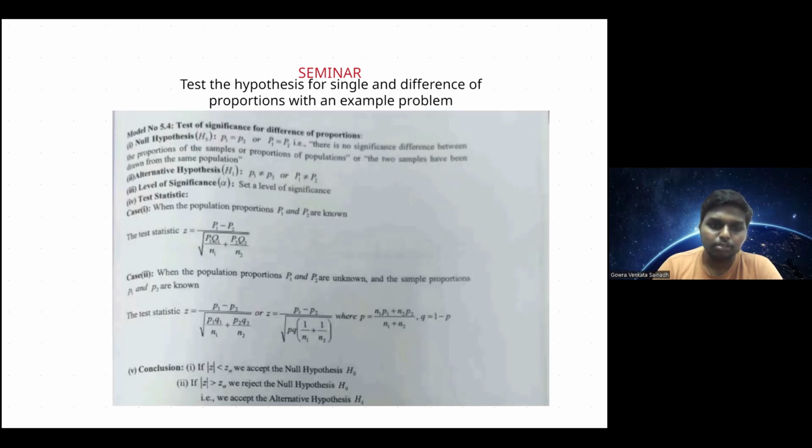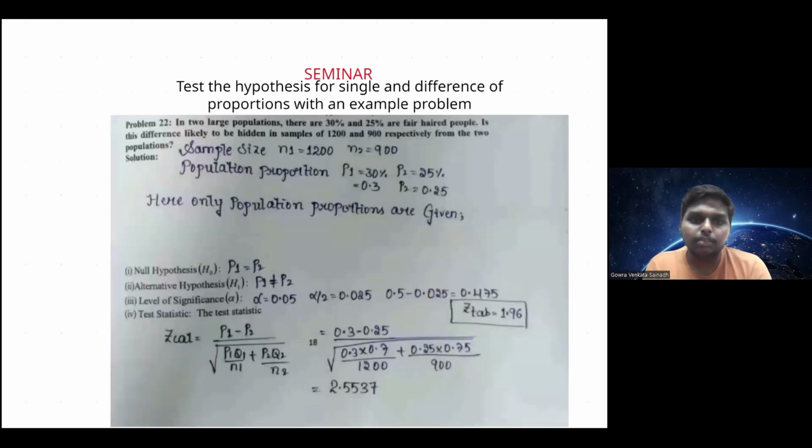So finally, conclusion. If modulus of Z is less than Z alpha, we accept the null hypothesis H naught. If Z mod is greater than Z alpha, we reject the null hypothesis, that is, accepting the alternate hypothesis. Let's discuss the first example.